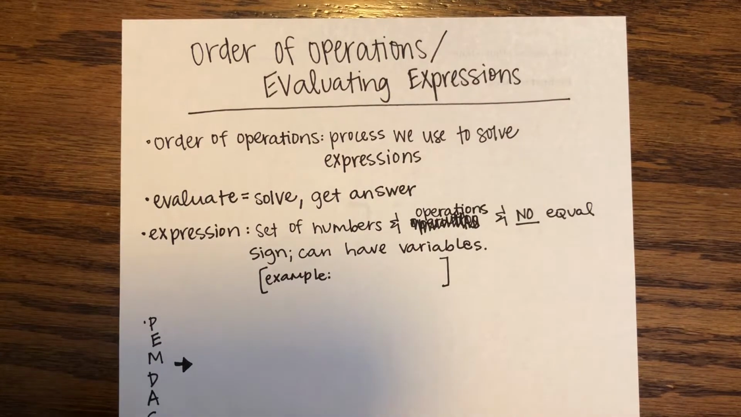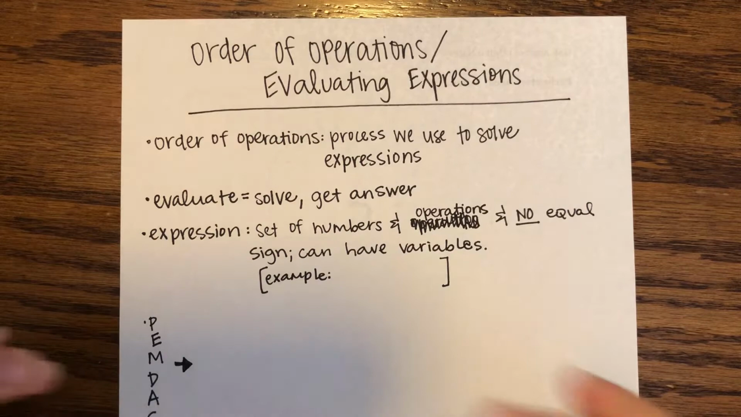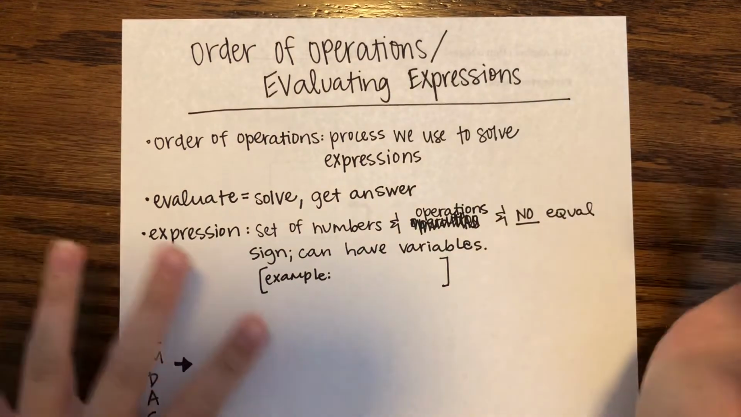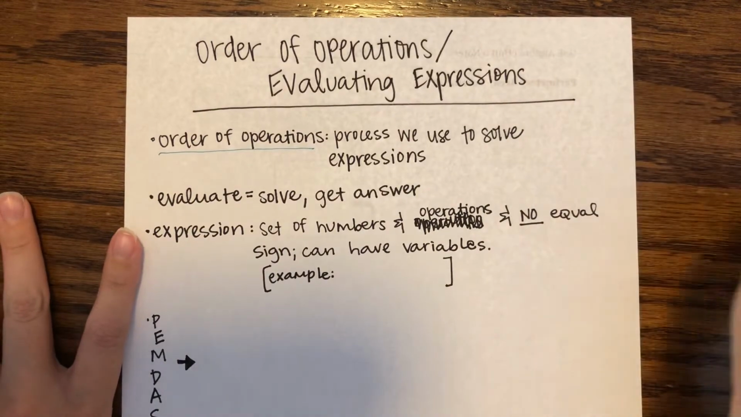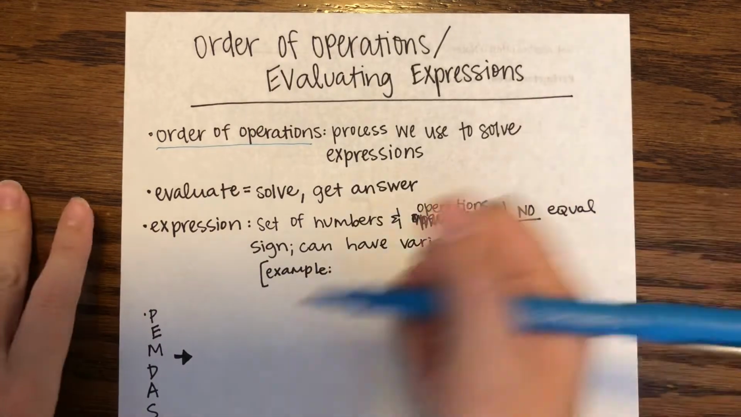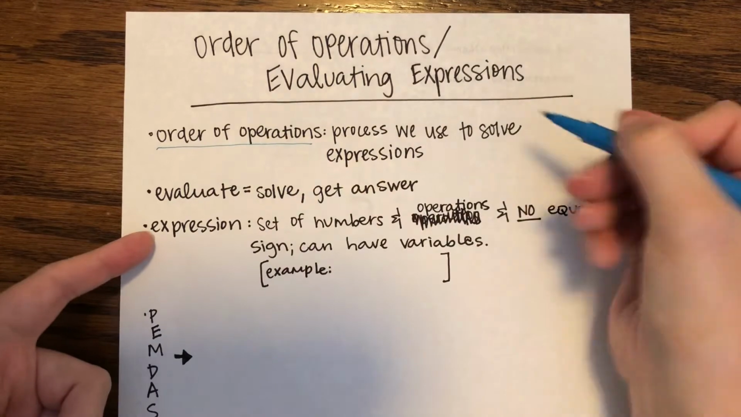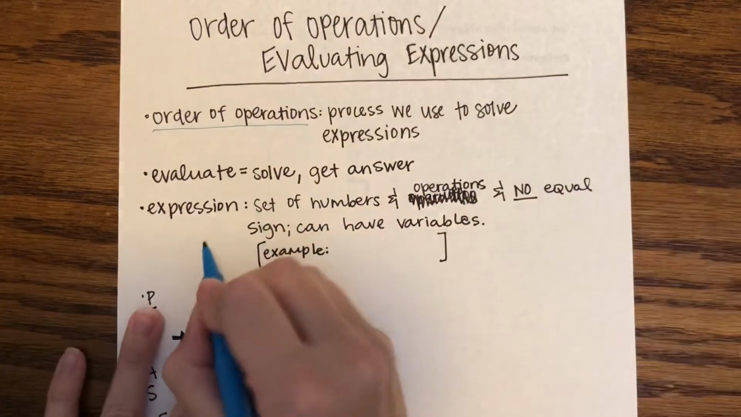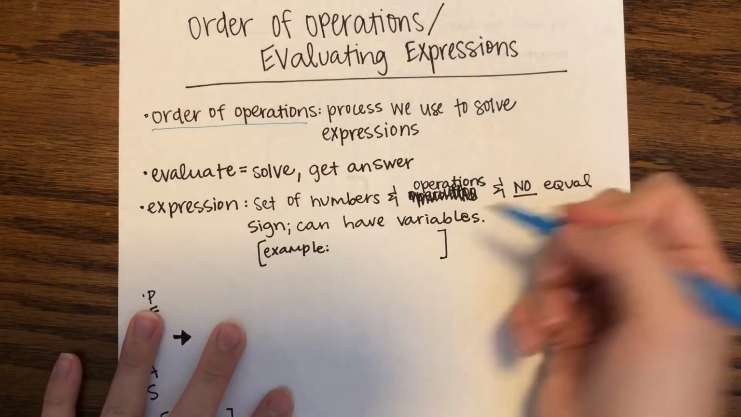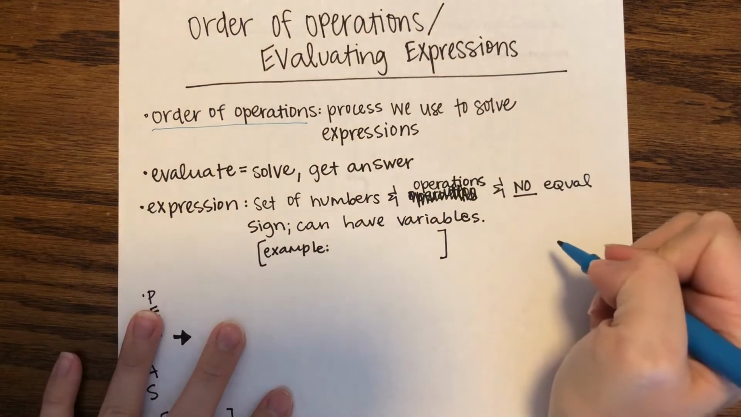Okay, so today we're looking at the order of operations and evaluating expressions. So just some definitions for us. Order of operations is telling us the process we're going to use to solve expressions. Sometimes we use the term evaluate instead of solve. It means the exact same thing. We're getting an answer.